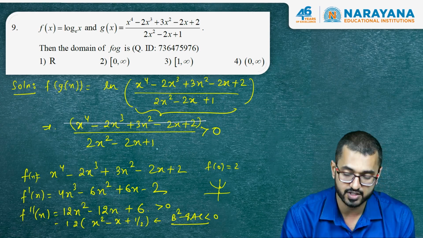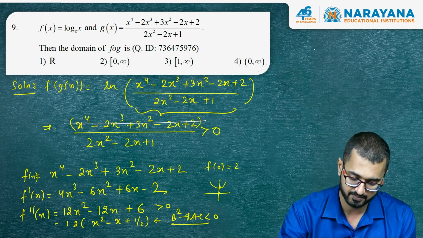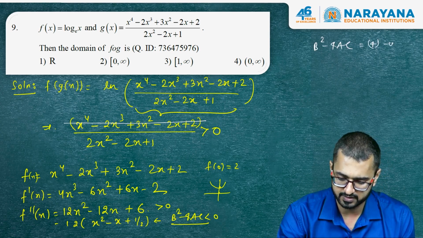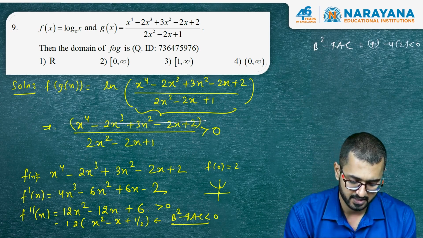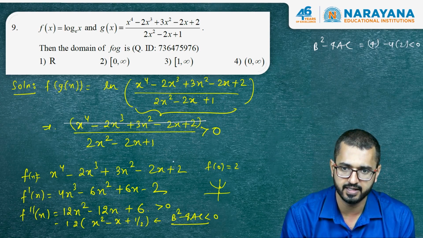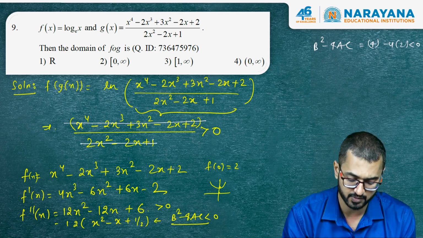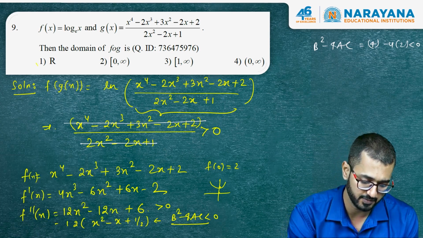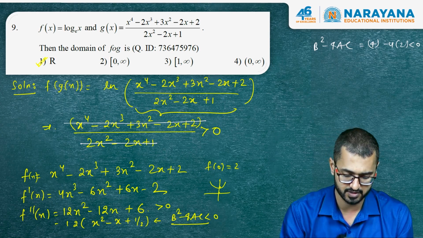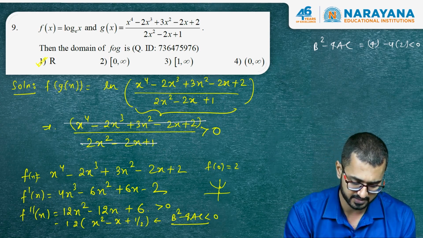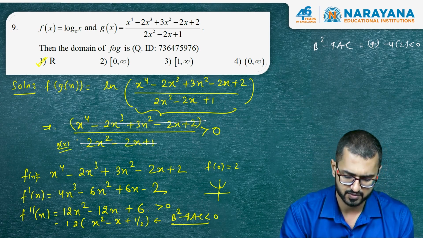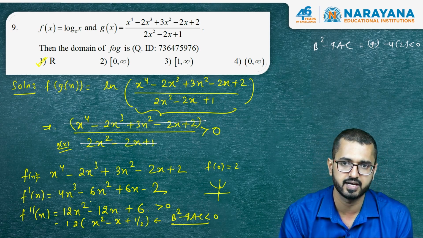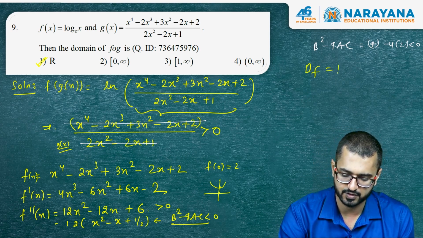Now we have 2x square minus 2x plus 1, so here also we'll check the quadratic nature. We'll have b square minus 4ac, and that turns out to be 4 minus 4 into 2, so it's also negative. That means the denominator is also positive for any value, so we don't have to worry about anything. So we'll just mark option A, because the domain becomes the real numbers. This f and g, where I'm taking g as the denominator, are both positive for any real value. So the domain of f is going to be the entire real numbers.